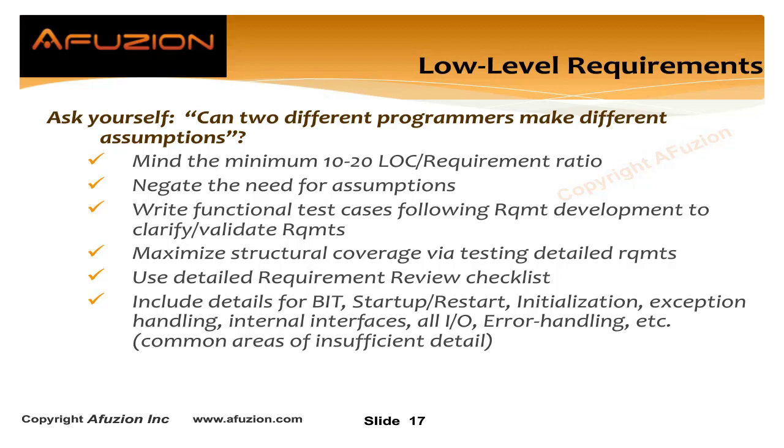So we recommend a minimum of 10 to 20 requirements per line of code. So I said that backwards. My apologies. No more than 10 to 20 lines of code per requirement. This negates the needs for assumptions. The average that we see in industry is 40 to 50 lines of code per requirement. That means the developer is making too many assumptions.